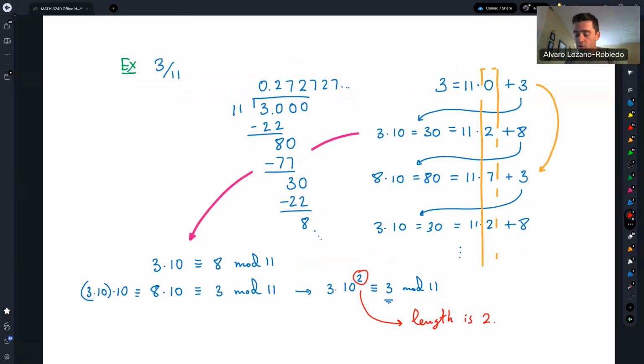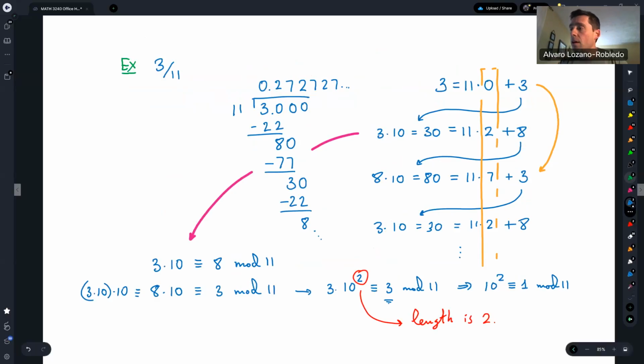Let's see what happens. By the way, this equation right here, because 3 is a unit modulo 11, 3 and 11 are relatively prime, also implies that 10 squared is congruent to 1 modulo 11. And if you see what happens in the repetitions, every time I'm taking this number and multiplying it by 10, so this would be 3 times 10, this would be 3 times 10 squared, and then 3 times 10 cubed, 3 times 10 to the n. Whenever 3 times 10 to the n gives me back 3, that n is the length of the period.